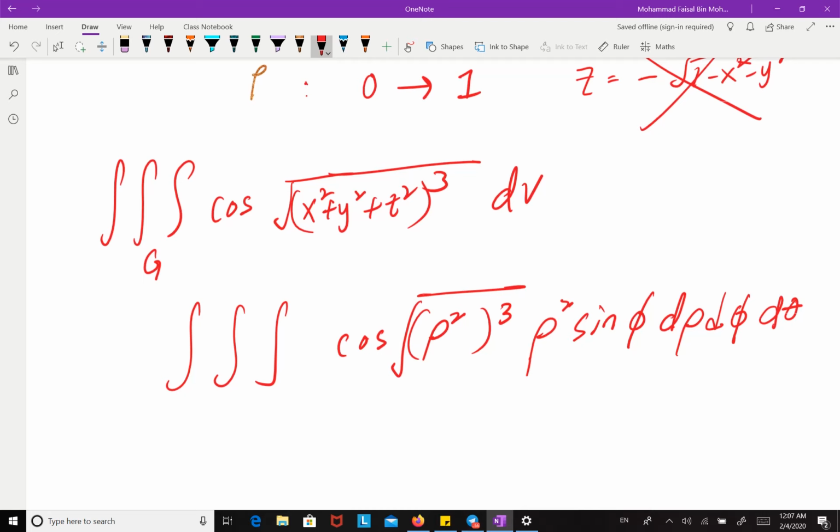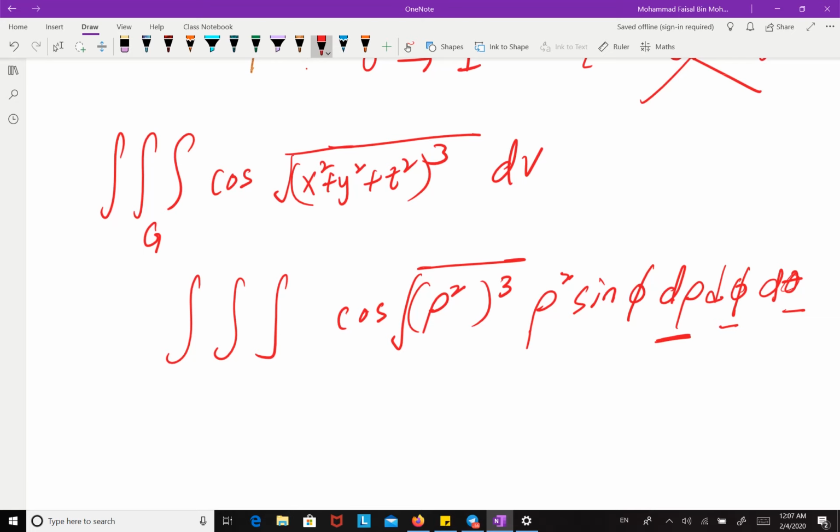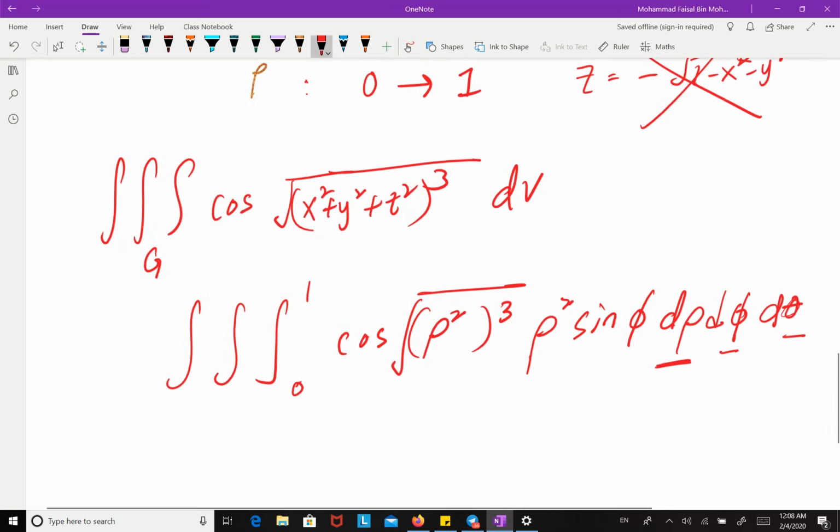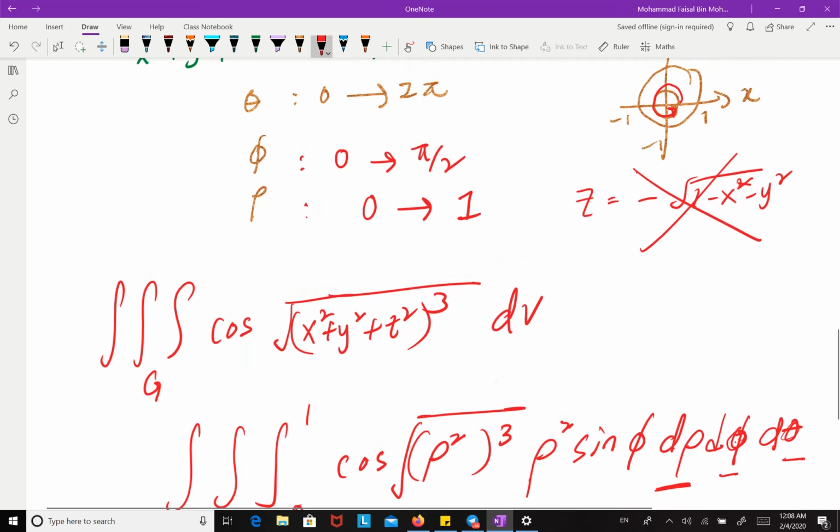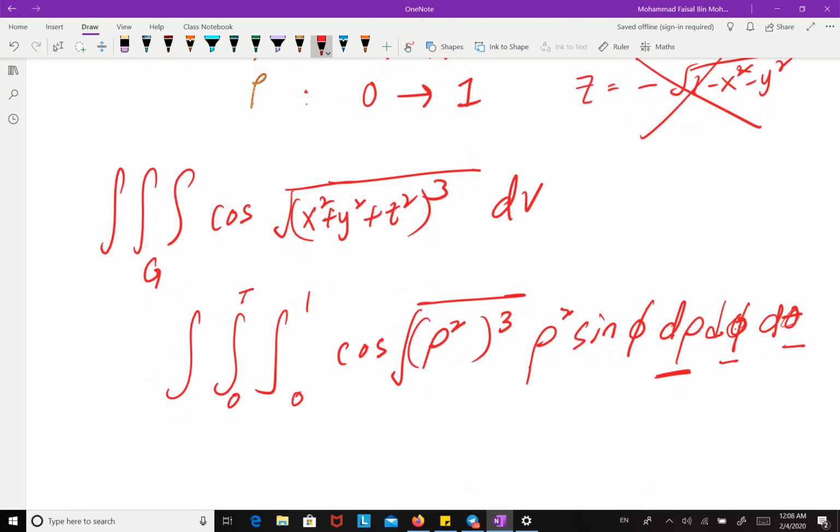Okay, don't mix up these two. One is phi, one is rho. Phi refers to the z-axis, theta refers to the xy plane. Your d rho is the inner integral, so rho is from 0 to 1, your radius. Then phi is the middle integral, from 0 to pi over 2, the lower limit and upper limit. And then we have theta from 0 to 2 pi.